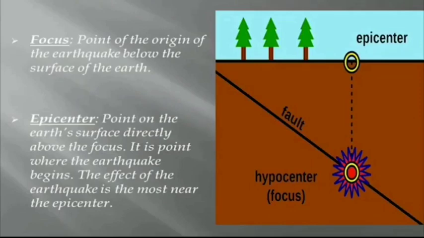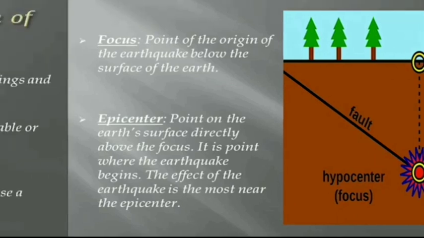Now look at the picture. The focus is the point of origin of the earthquake below the surface of the earth. That particular point is known as the focus. And what is the epicenter? The point on the Earth's surface directly above the focus. Look at the picture. It is the point where the earthquake begins. The effect of the earthquake is the most near the epicenter. And the focus is also known as hypocenter.